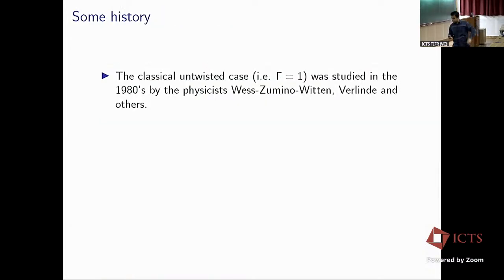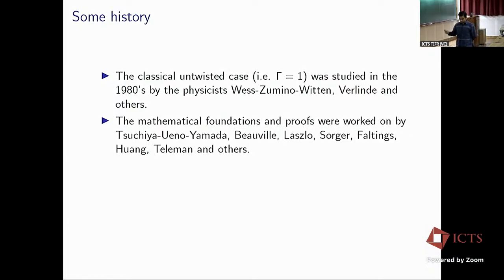Just going over some history. If there was no group acting on G, this is the classical work which originated in the work of physicists, known as the WZW model, and there is the classical Verlinde formula in this setting. The mathematical foundations were worked out by many people, in particular Tsuchiya, Ueno, Yamada and many others.